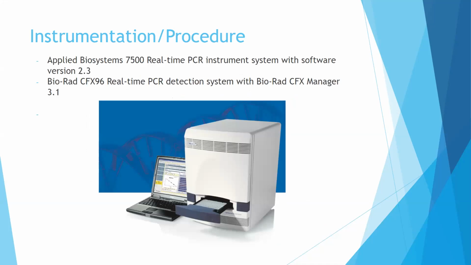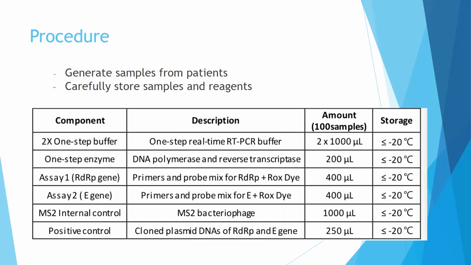As far as instrumentation, 2 instruments can be used for this method. The first is the Applied Biosystems 7500 real-time PCR instrument, and the second is the Bio-Rad CFX96 real-time PCR instrument, along with their corresponding software manager programs. As far as the procedure, nasopharyngeal or oropharyngeal swabs are obtained from the patient and stored. This table shows the contents of a real-time PCR testing kit that's used to obtain the swabs.